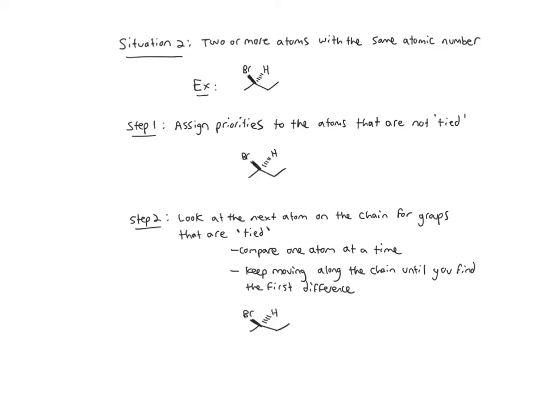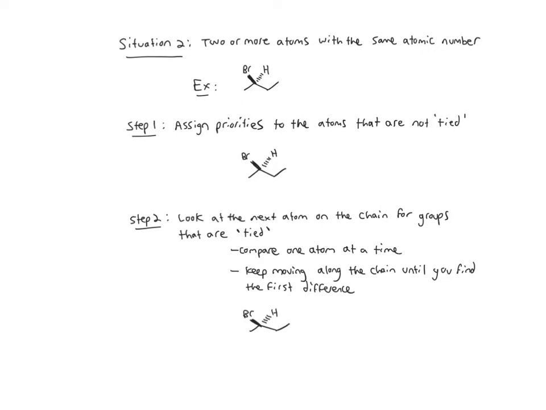The first thing we can do is assign the priorities to atoms that are not tied. If we look at what's around our chirality center, we see that we have a bromine, a hydrogen, and then two carbons attached. Although they're part of different groups, which is why it's a chirality center, we still have the two carbon atoms tied.